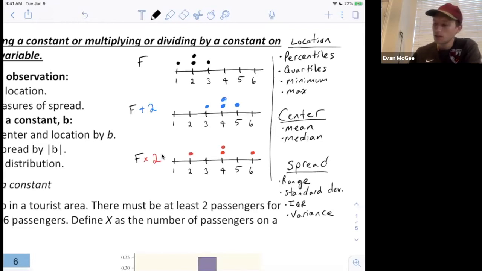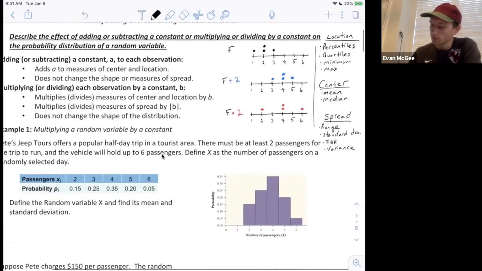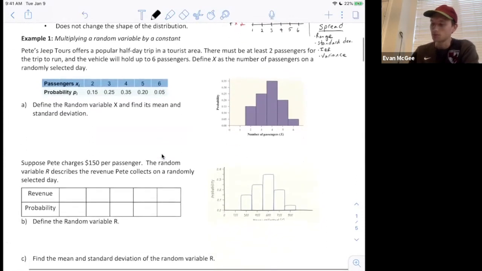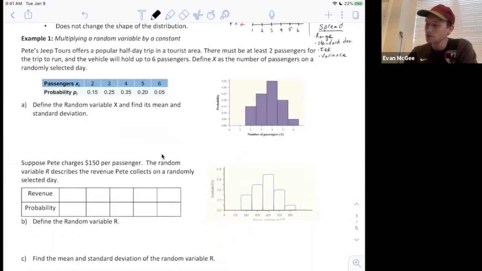So now let's apply this to a random variable. This random variable is going to be Pete's Jeep Tours. Pete offers a popular half-day trip in a tourist area. There must be at least 2 passengers for the trip to run, and the vehicle will hold up to 6 passengers. Define X as the number of passengers on a randomly selected day.